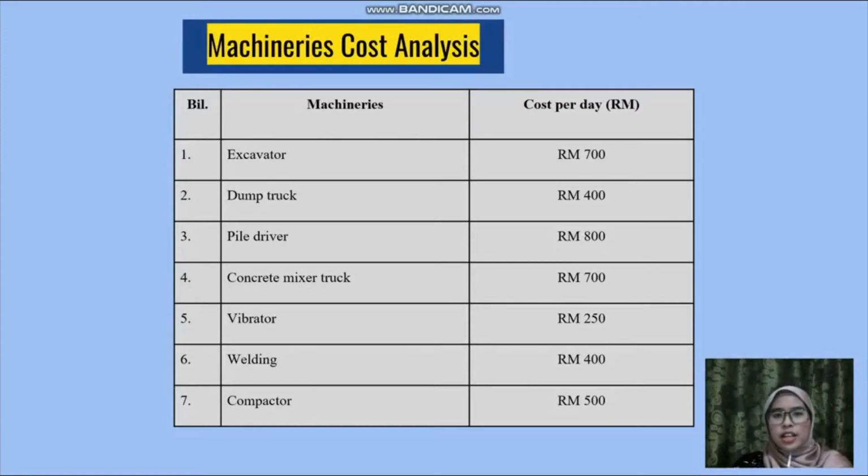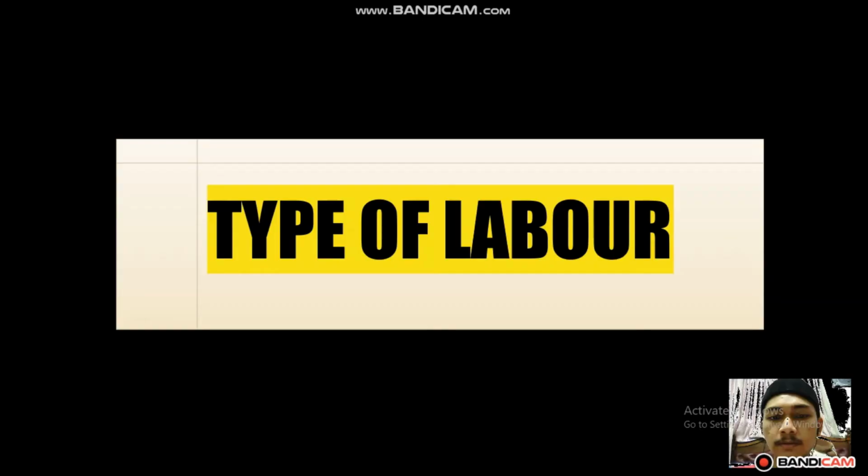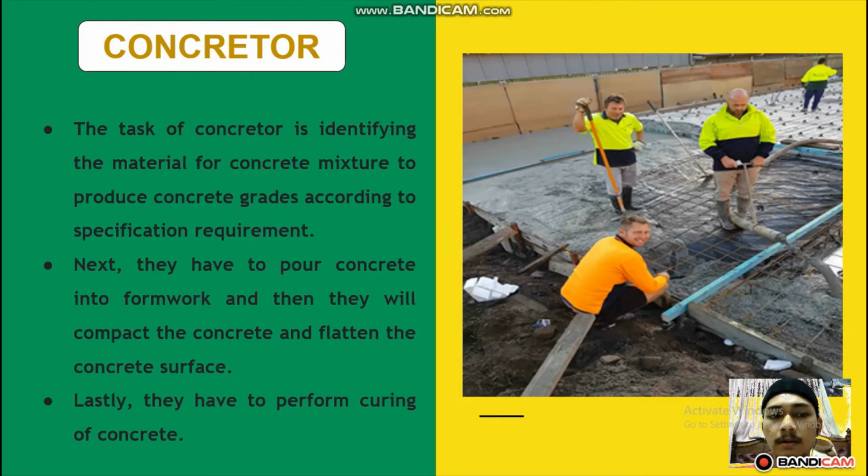day in Malaysia. For the types of labor, firstly is the concreter. The task of the concreter is identifying the materials for the concrete mixture to produce concrete grade according to the specification requirements. Next, they have to pour the concrete into the formwork, compact the concrete and flatten the concrete surface. Lastly, they have to perform curing of the concrete.